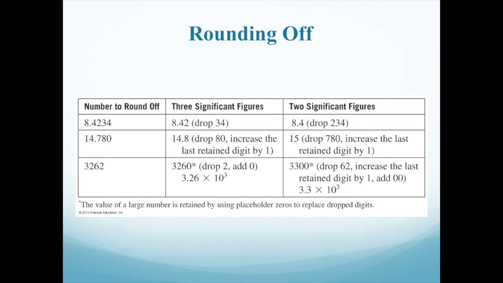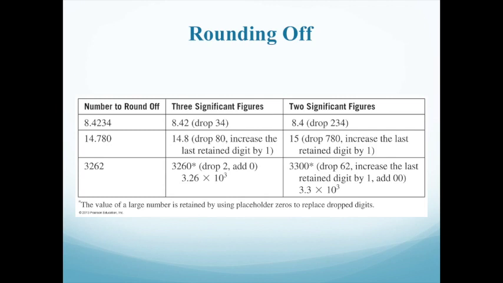The number 14.780. For 3 significant figures, you write 14.8 because the 80 is dropped and the 8 rounds up. So 0.78 rounds up to 0.8. And if you have 2 significant figures, it rounds up to 15 because 0.780 rounds up to 1.